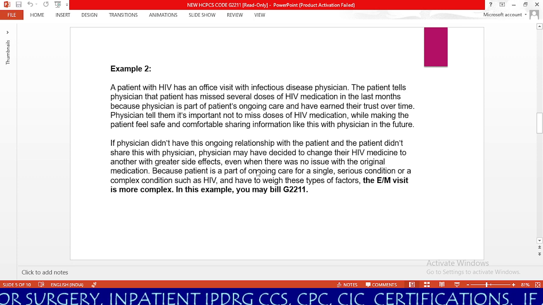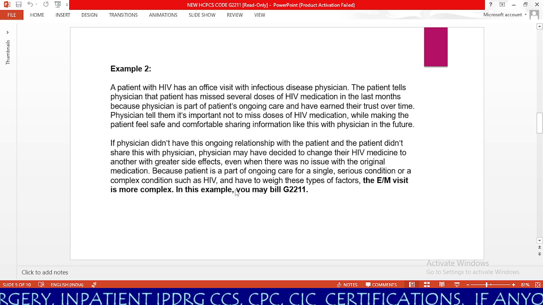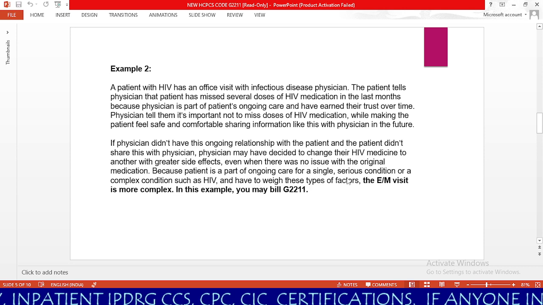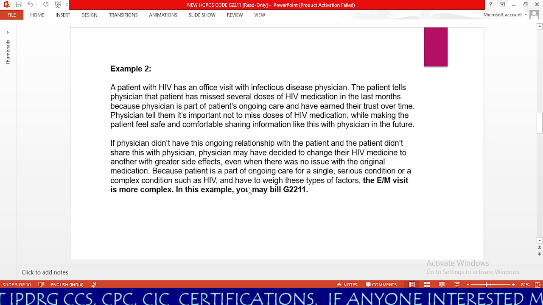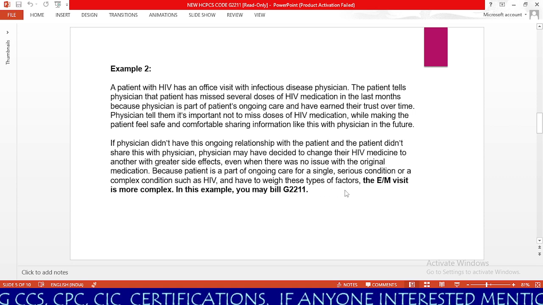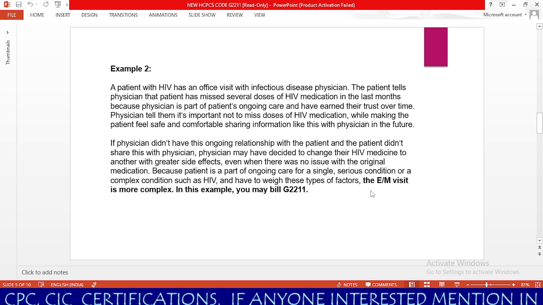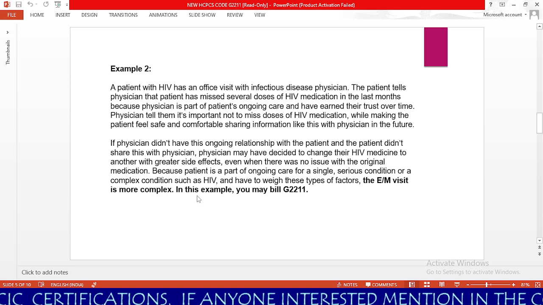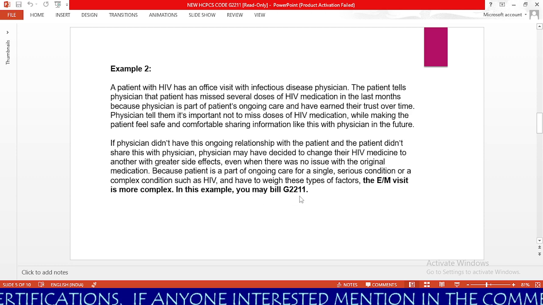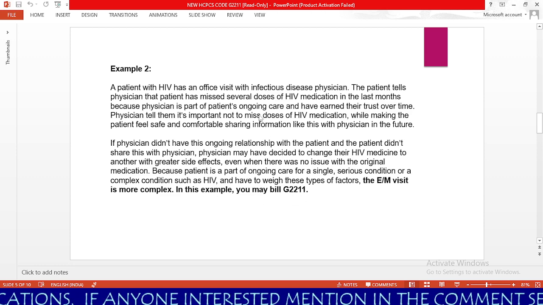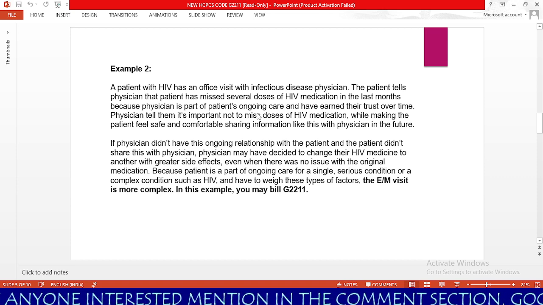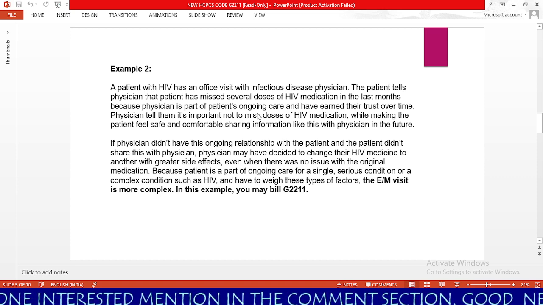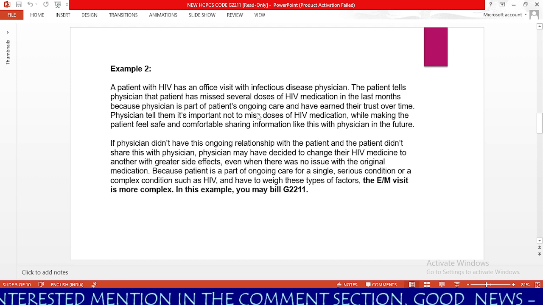So the concept is that because the patient is a part of ongoing care for a single serious or complex condition such as HIV, and the physician has to weigh these types of factors, the E&M visit is more complex. In this example, we can bill G2211, as the physician is providing ongoing care to the patient and has received trust from the patient.